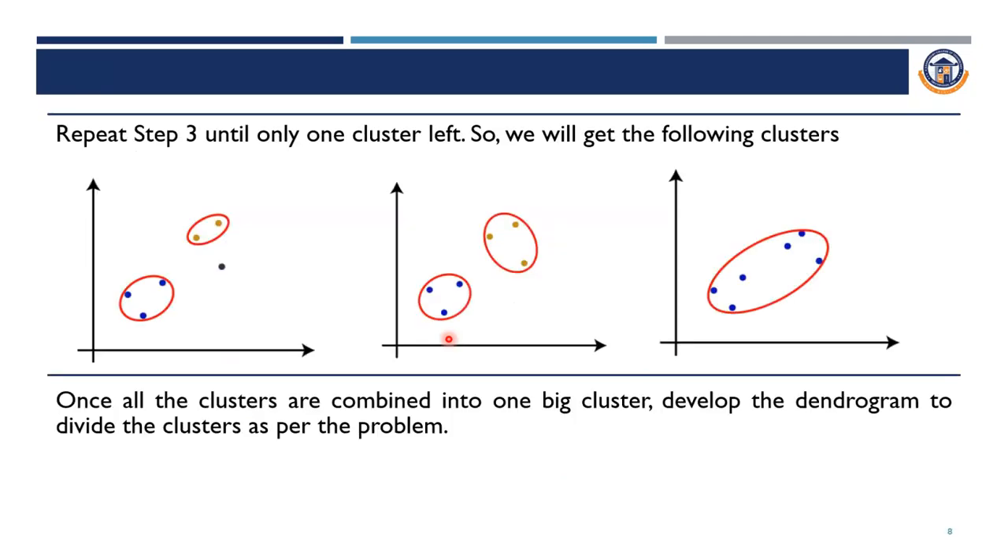Next, repeat step 3 until only one cluster is left. So we will get the following clusters at every step. Finally, we will get one cluster. Once all the clusters are combined into one big cluster, develop the dendrogram to divide the clusters as per the problem, based on our dataset in real-time applications.